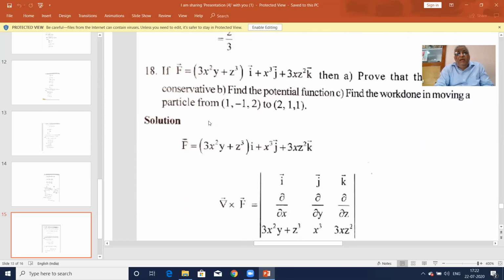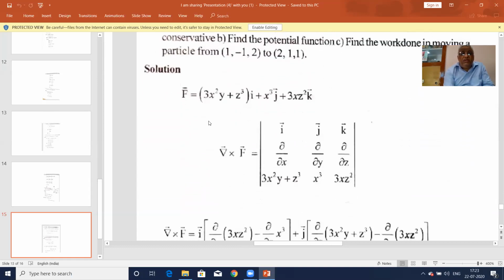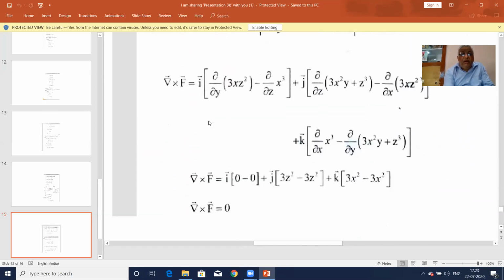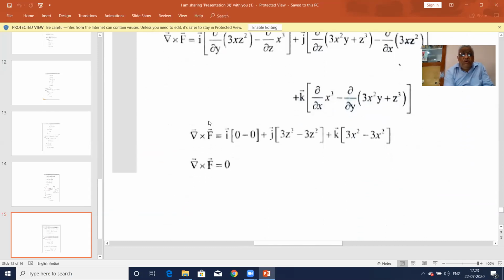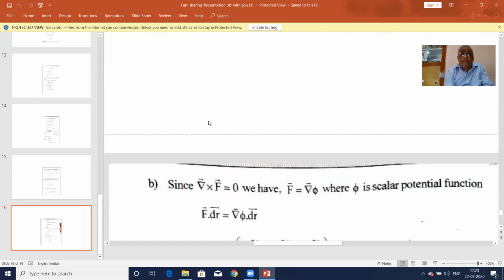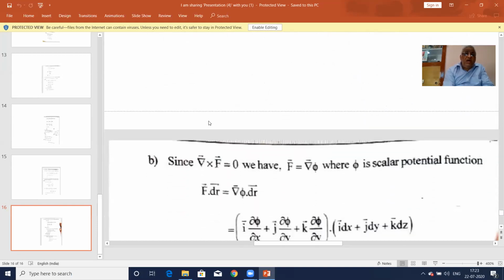So first we find out, the given vector F is equal to (3x square y plus z cube) i plus x cube j plus 3x square k. As usual, write the determinant form with i, j, k and find out the values of curl of F. I get curl of F is equal to 0. So this is a conservative force. Now, since curl of F is equal to 0, I have to find the potential function.